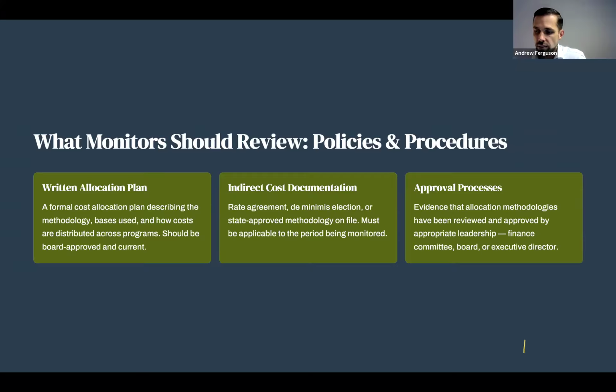And then you need to look at the approval process. You want to make sure that the document you're looking at has actually been approved at the appropriate level. Some things don't always have to be approved by the board or by the executive director, but just make sure that what you're looking at has been appropriately approved.